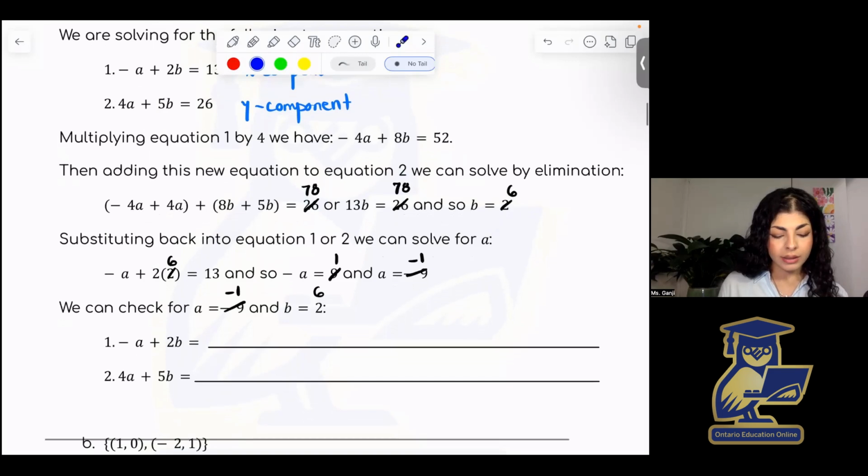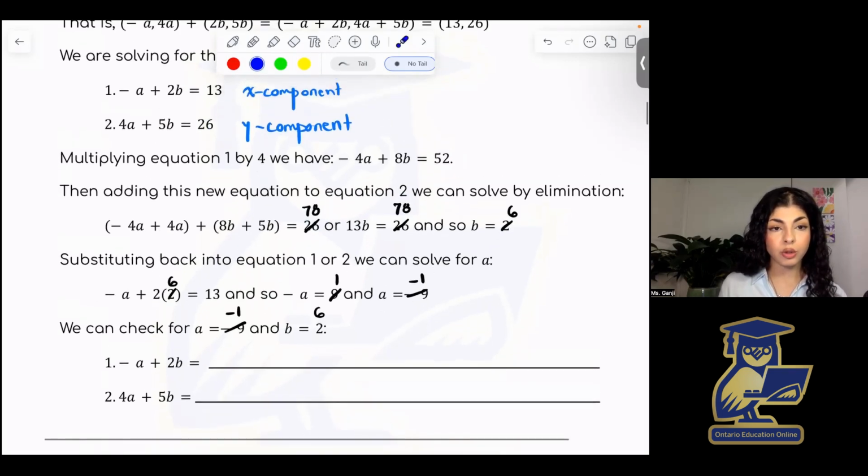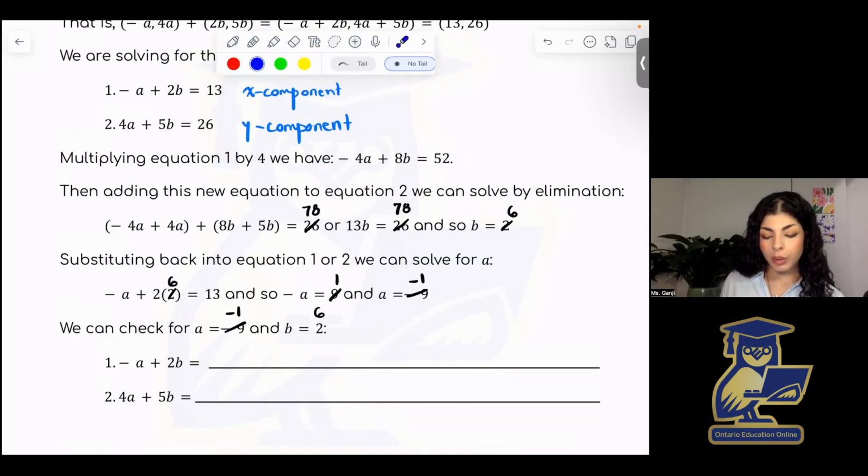And now, substituting back into equation 1 or 2, you can choose whichever one, you should get the same answer. We want to solve for A. So I just chose 1 because then it's just -A. So -A plus 2 times 6, which is my B value from here, has to be equal to 13. And for this to be true, -A has to be equal to 1, which means A is equal to -1.